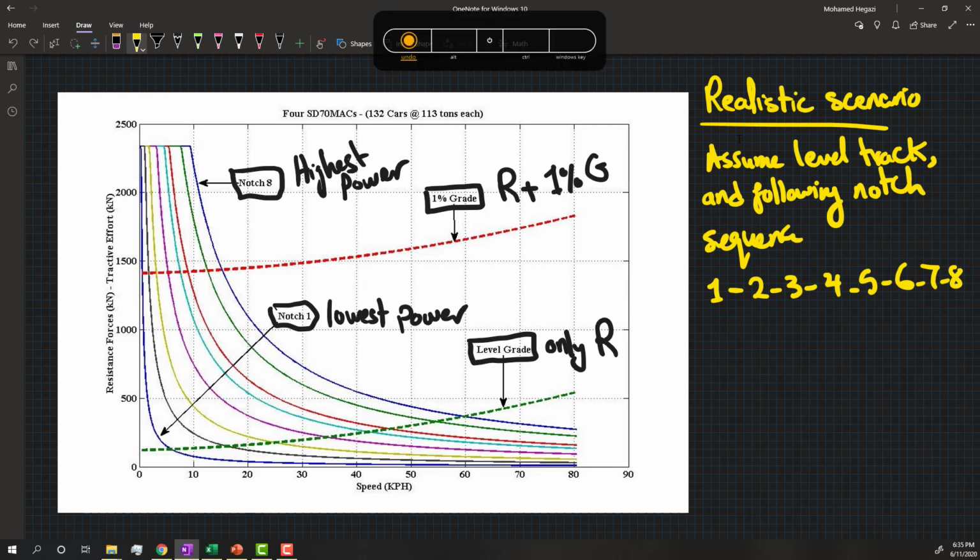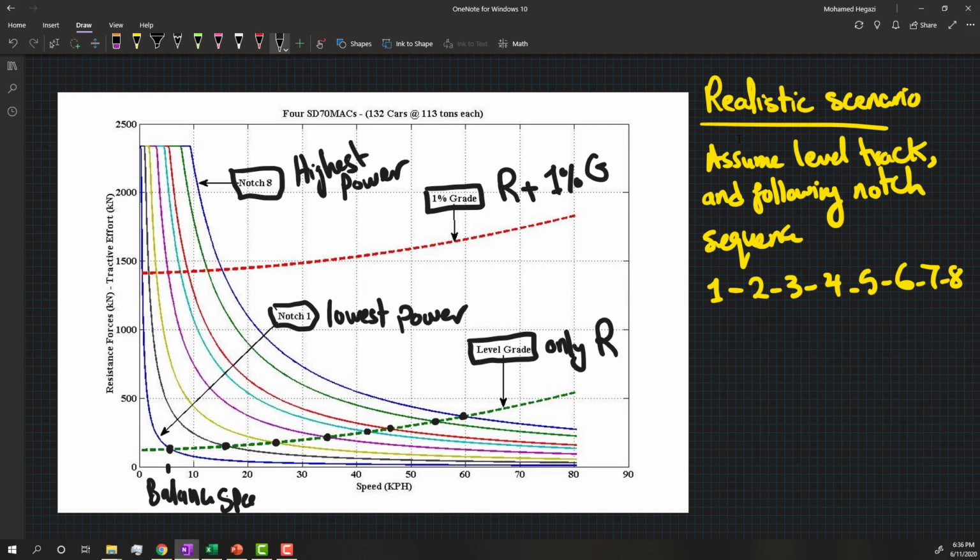Now, if you assume that you are driving this train and you are at notch 1 on level grade, and then you keep on increasing your power, take a look at the black dots on the screen as to how your balance speeds, which is your maximum speed at each power level, increases. Now, what happens if you suddenly hit a higher grade? If you're at notch 8, for example, and you're at level grade, your balance speed is around 60 kilometers per hour or miles per hour, depending on how you calculated it.